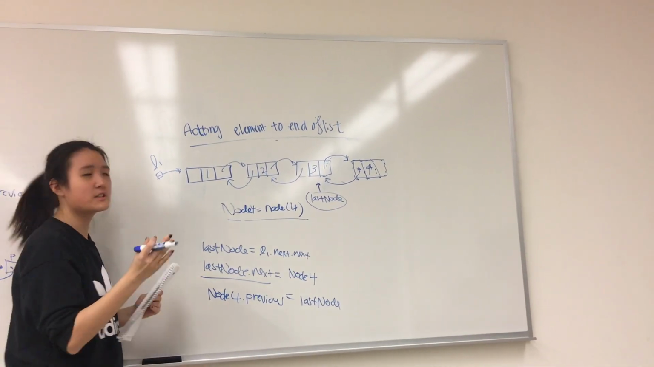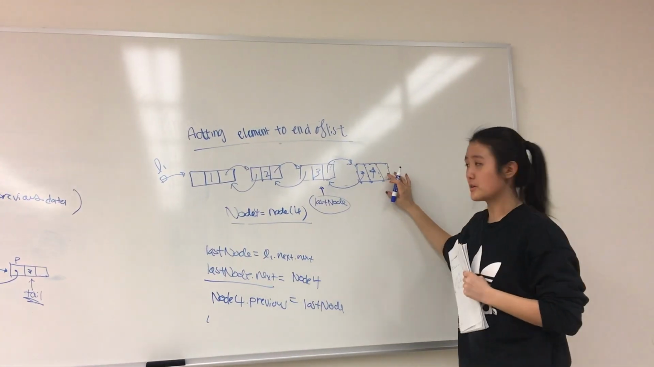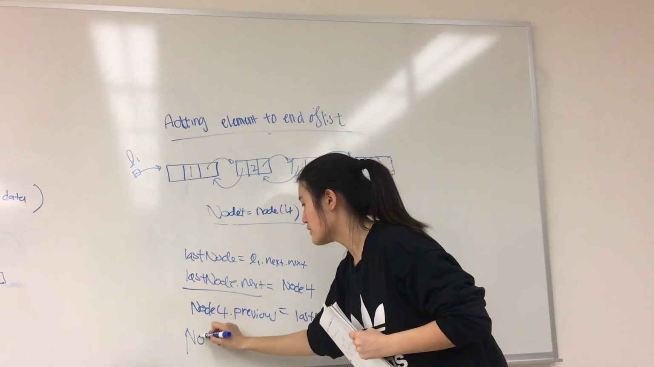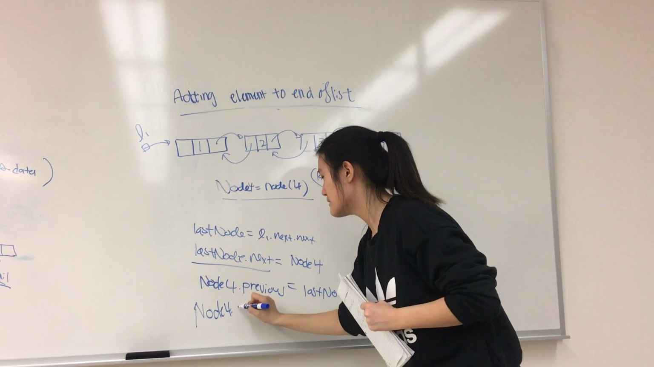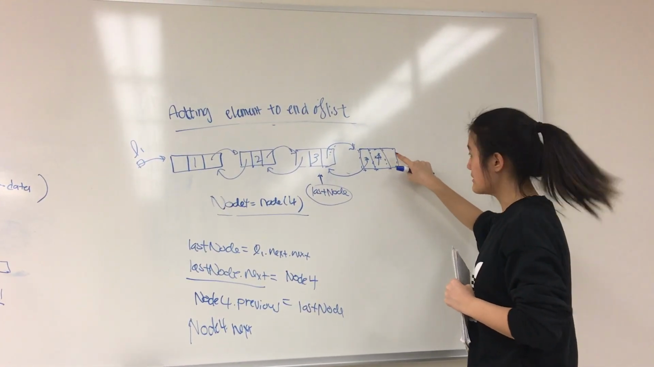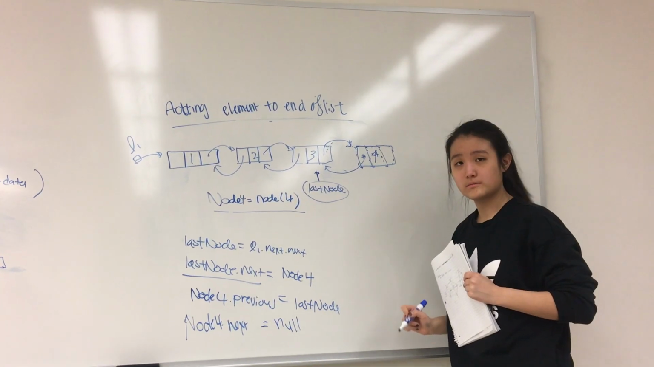And if you want to be a little more nitpicky about it, like we said, the end of the list, the dot next is always going to be null. So you could even say node 4 dot next, this box right here, is going to be null.